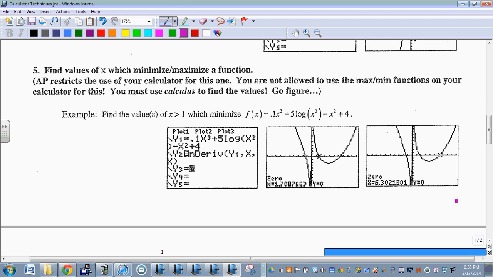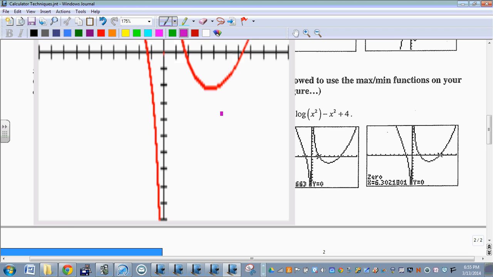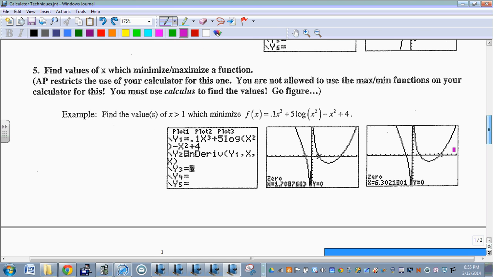I guess we've got it down here already, but we'll just use these. If we were trying to find the values where x is greater than 1 that minimize this function, remember this is the graph of the derivative, we have 2 zeros here. So this zero, we can find that like we talked about in the first technique. We'd get 1.709 approximately, and this one is at 6.302.